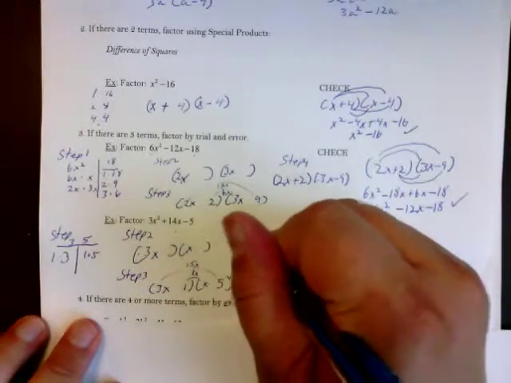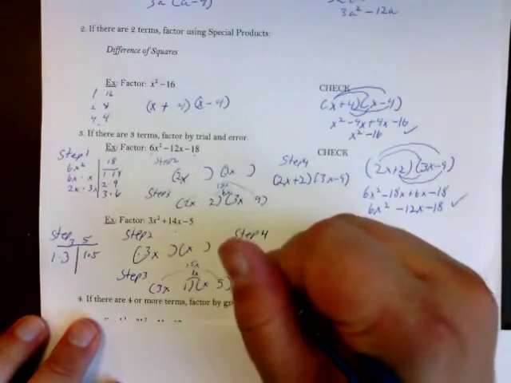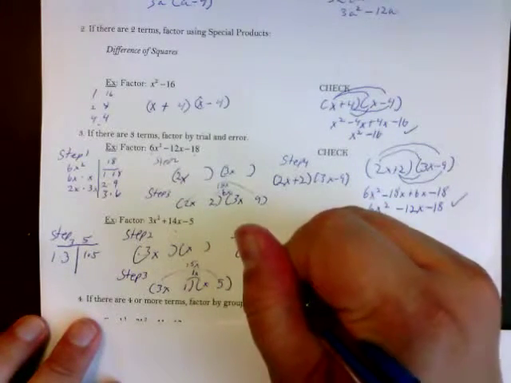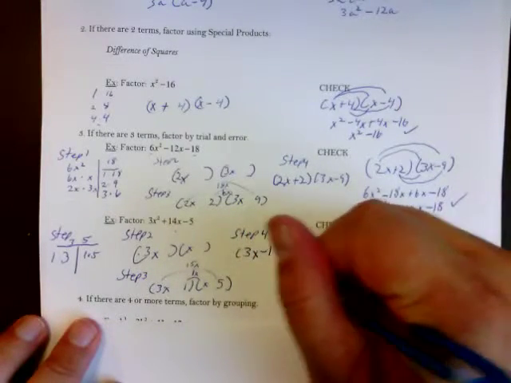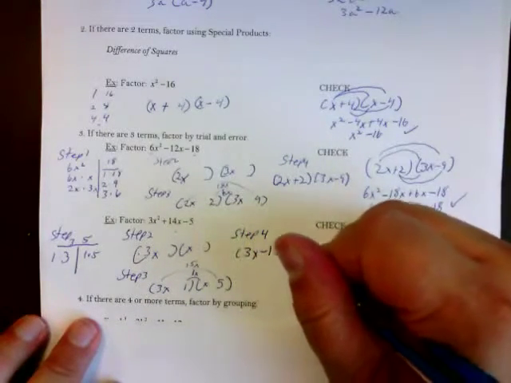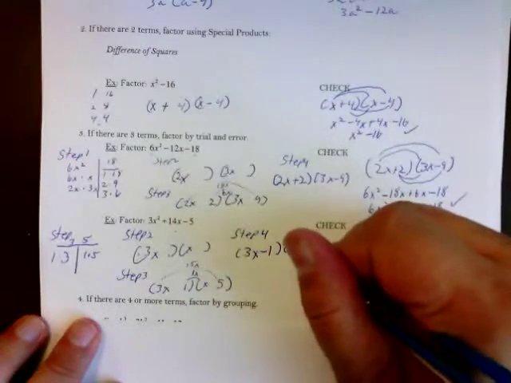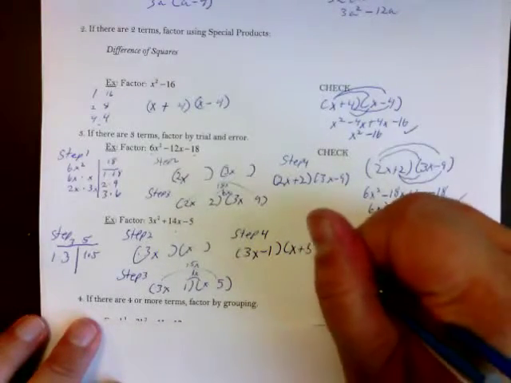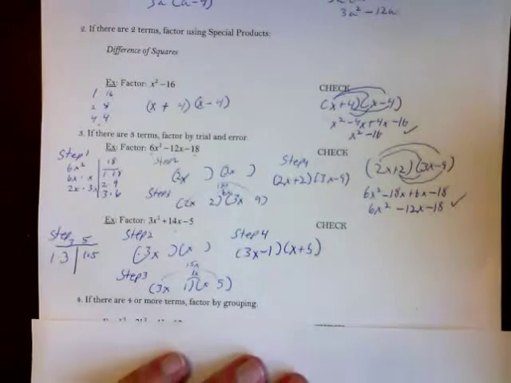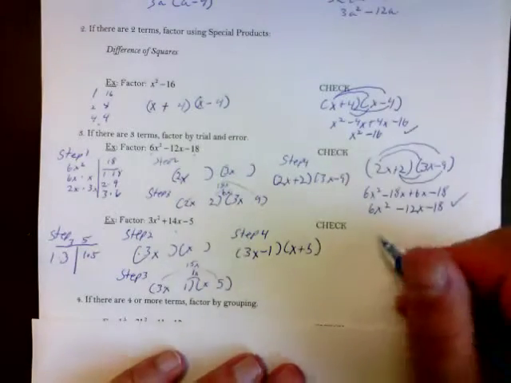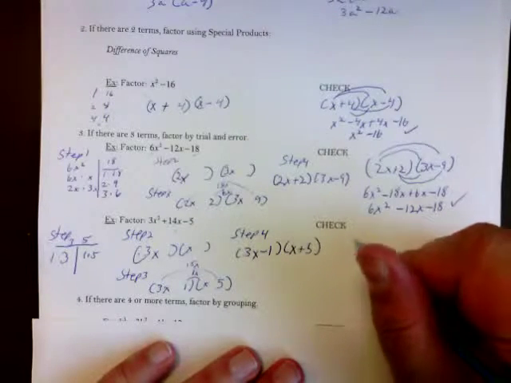So in step 4, we apply our signs. And I wanted to make that 1x negative, so I'm going to make it negative 1. Okay. And we go to check.